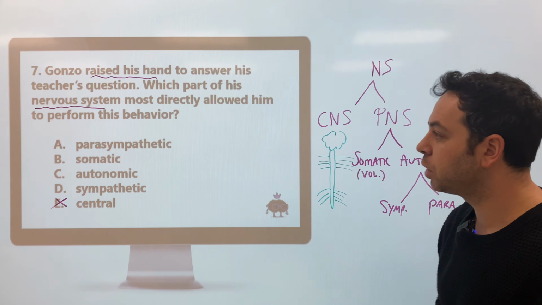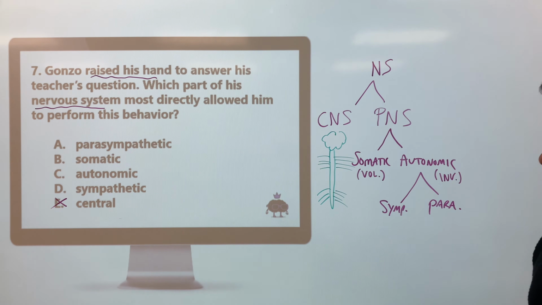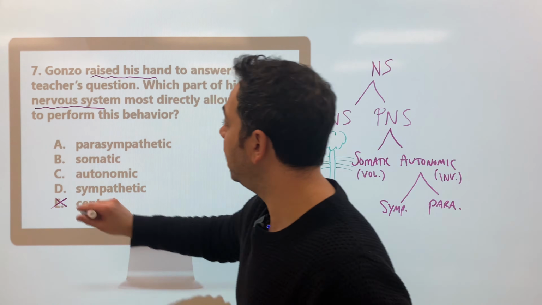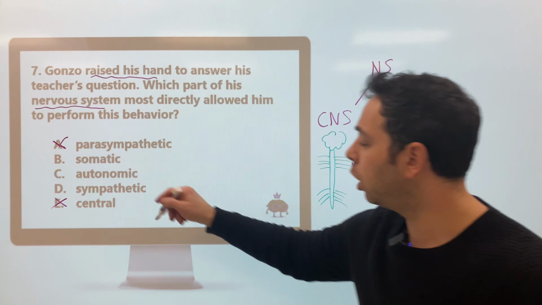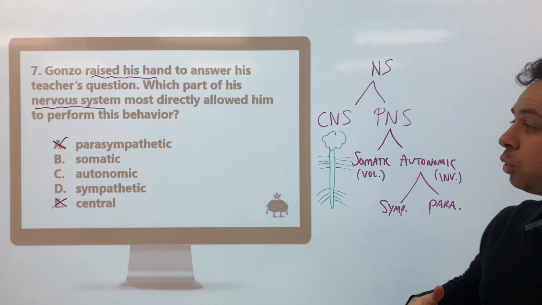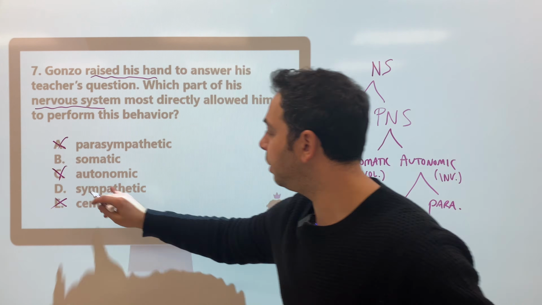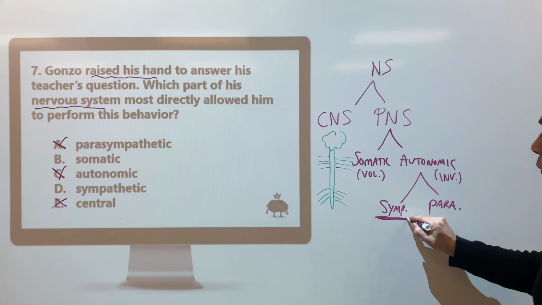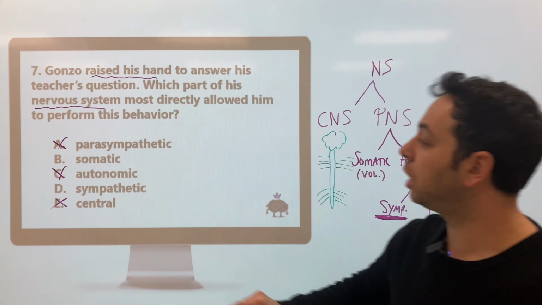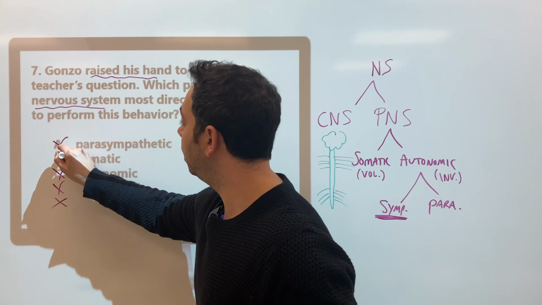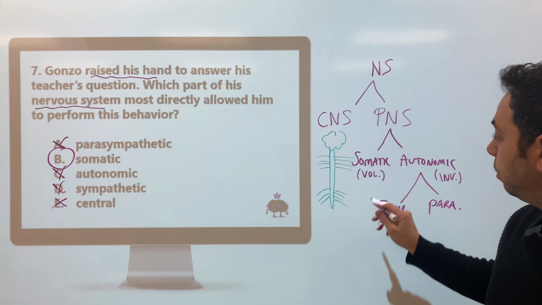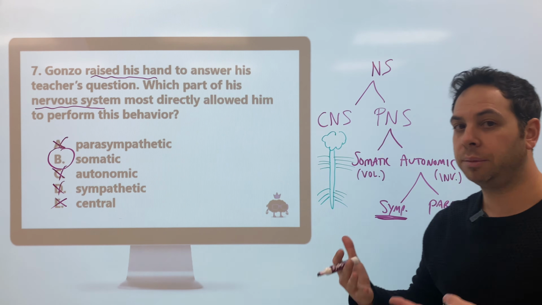Does this lead us to our answer? I think it does. What about A, parasympathetic? Well, that calms our body down after fight or flight, nothing to do with muscle control. All right, what about C, autonomic? Well, that controls involuntary things like heartbeat, not muscle control. And the sympathetic nervous system controls fight or flight or freeze, nothing to do with muscles. Therefore, our answer is B, our somatic system controls voluntary muscle movement.